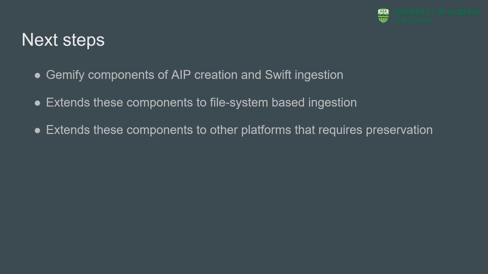Our next steps are going to be gemifying APE creation and Swift ingestion so that we can use it in some other things. We want to bring in support for file system-based ingestion instead of just objects that are in Fedora, as it works right now. And we need to extend support to some other platforms we have at the libraries that require preservation, not just our institutional repository. So, questions?